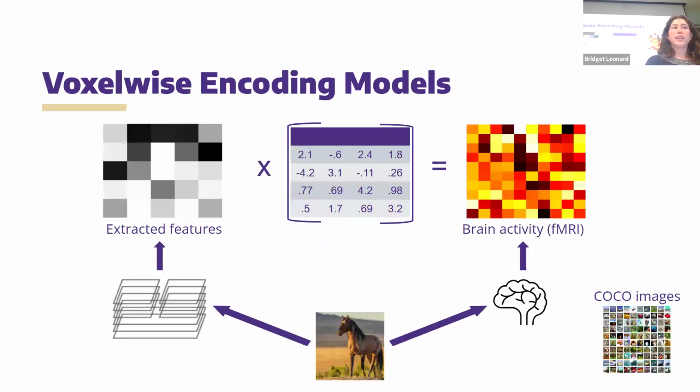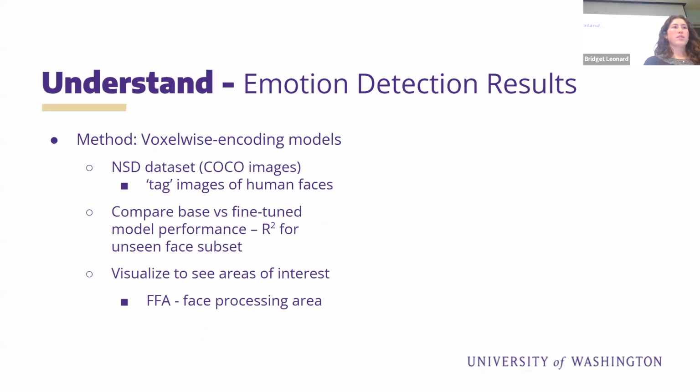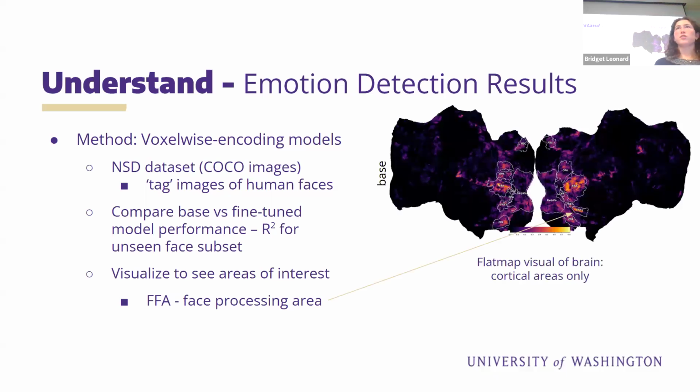And so then to actually look into what in the representations could have changed, we did some voxel-wise encoding models. This time I used the NSD dataset, which is the one I mentioned. It just has a bunch of naturalistic images, so that naturally contains a lot of face images, which I thought would be a good thing to examine to see if representations of faces had changed at all in features. So again, the method was to use the COCO images in the NSD dataset, tag images of human faces, and then compare a voxel-wise encoding model based on base LLaVA features and compare that to the fine-tuned model's features. And I used R² for these measures and decided to visualize areas of interest in the brain.